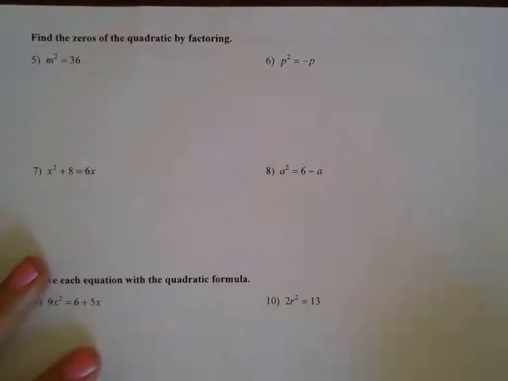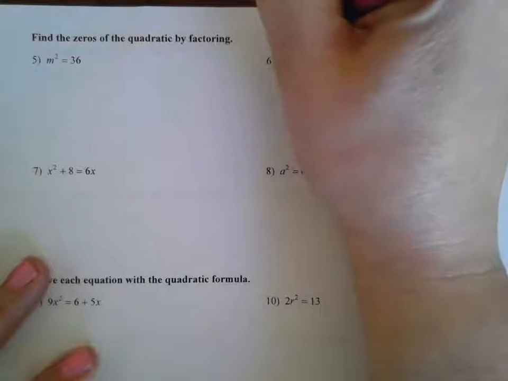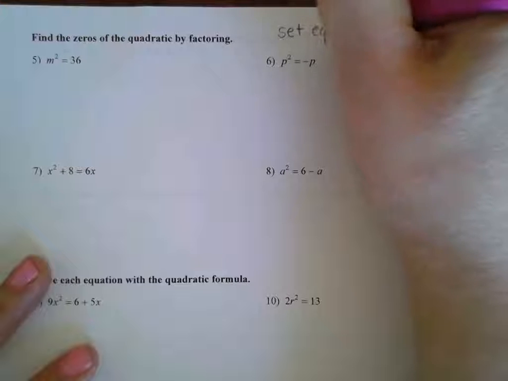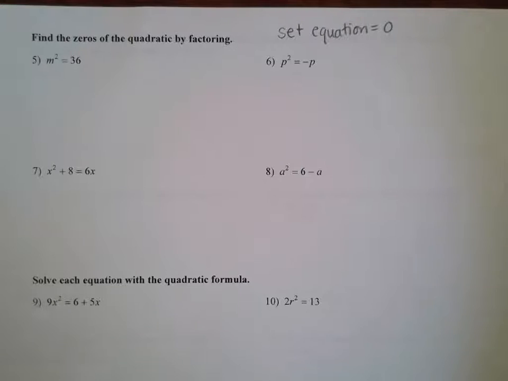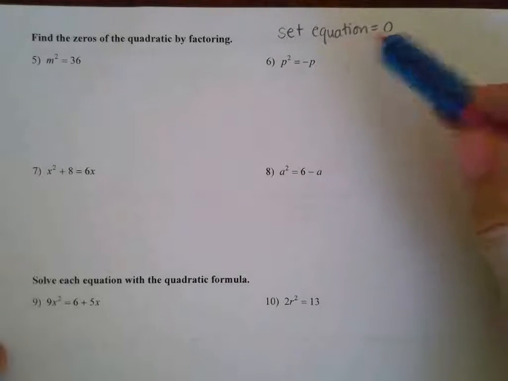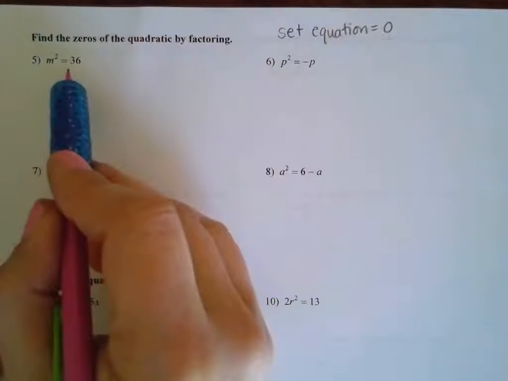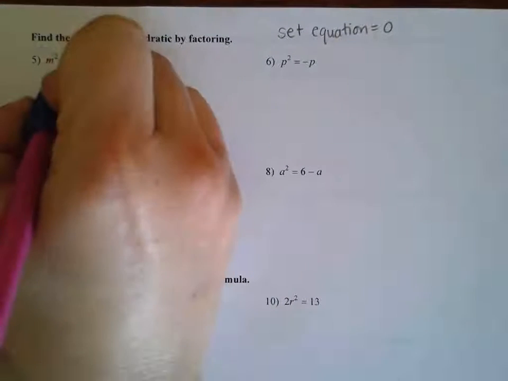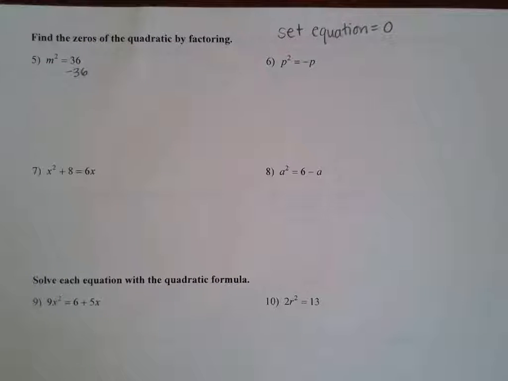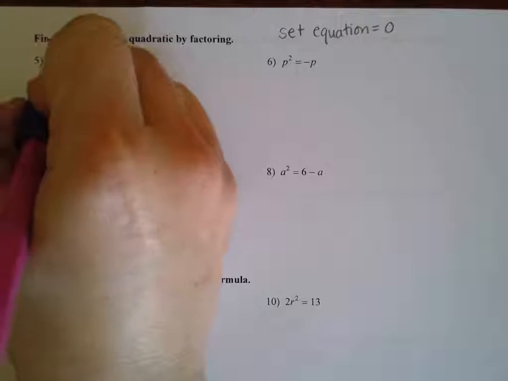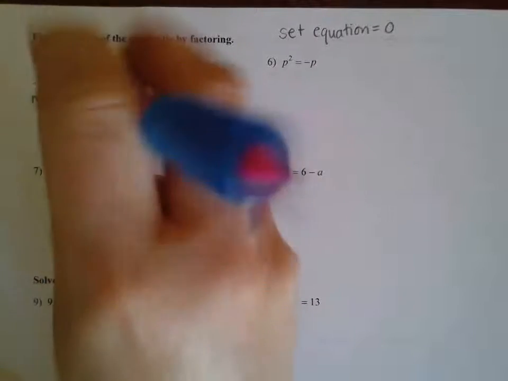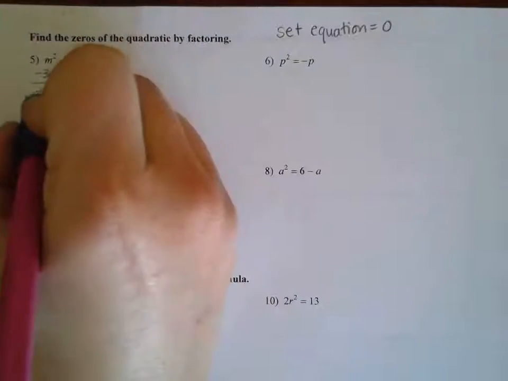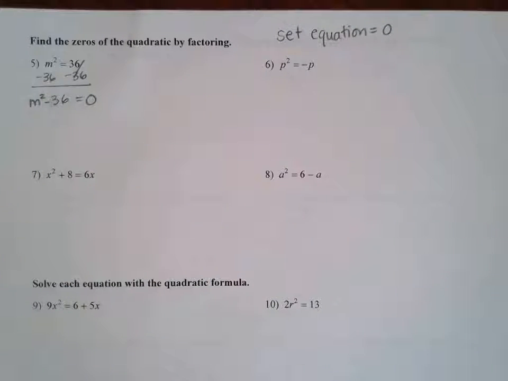So, to begin, you need to set each equation equal to 0. Before you can do anything, before you can do quadratic formula, before you can start factoring, you need to get everything set equal to 0. So for number 5, that's a positive 36 right now. We're going to subtract 36 from both sides. So that'll be 0. This will be m squared minus 36.